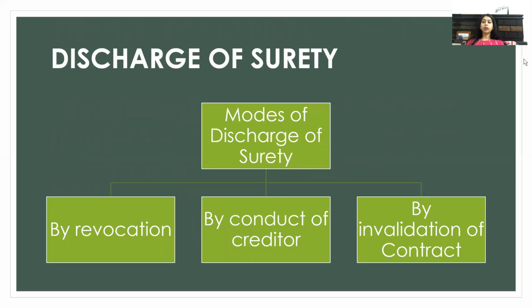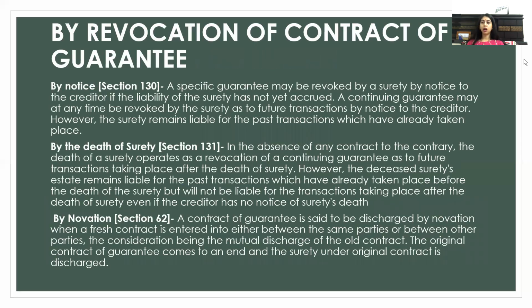Next, going forward with the topic, we have discharge of surety. How is the surety discharged? Now, we will be discussing modes of discharge of surety in detail. There are three categories: by revocation, by conduct of creditor, and by invalidation of contract. Let's discuss them one by one.